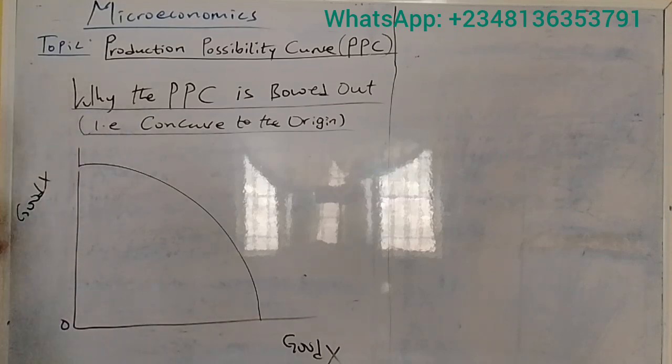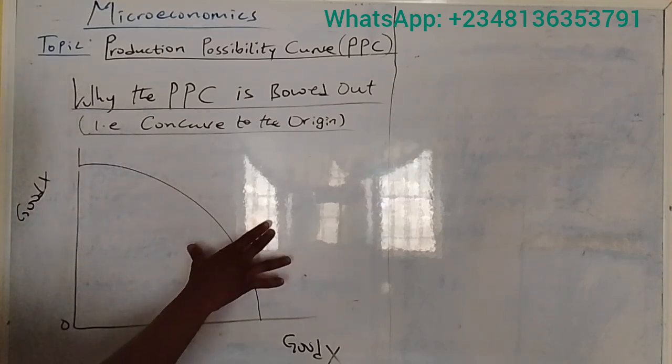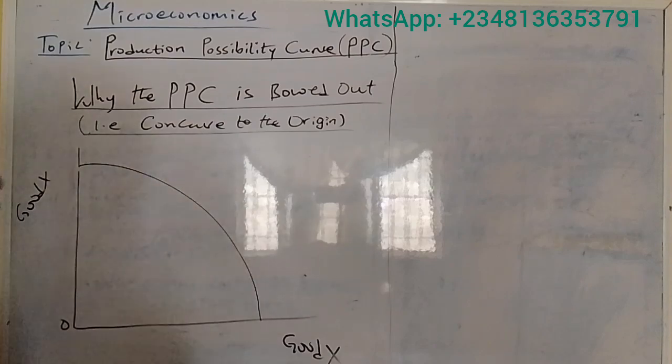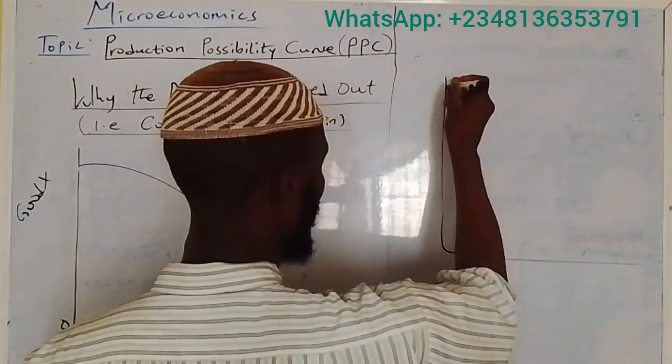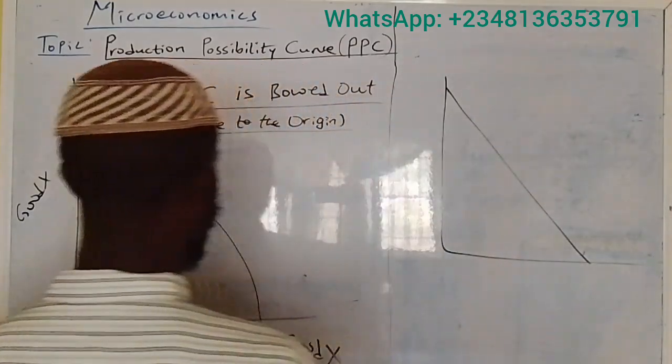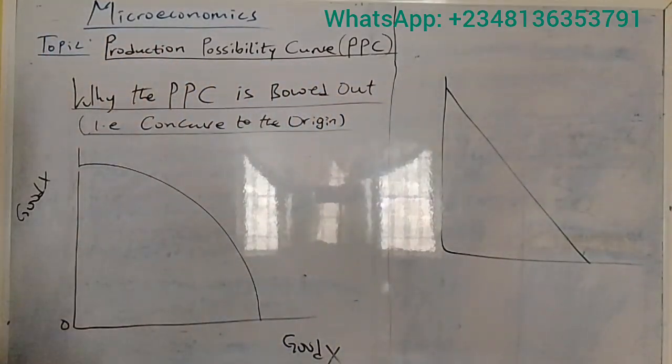So the question is now, why is it bowed out like this? That is, why is it concave to the origin and it's not a straight line like this? Why is it not a straight line like this? Okay, why is it like this, concave to the origin? That is what we want to explain.